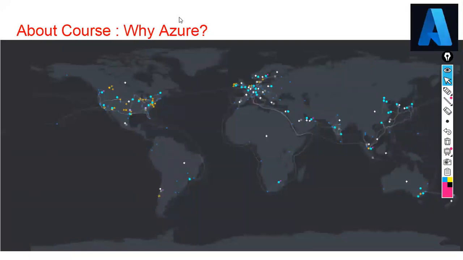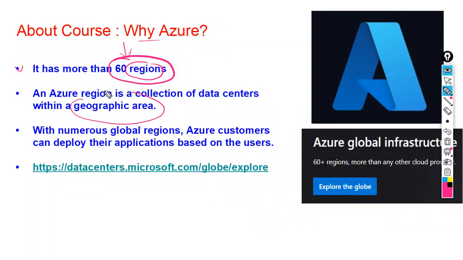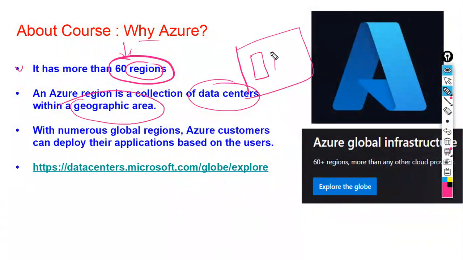So why start with Azure? Let us try to understand. Azure has more than 60 regions all over the world. What does region mean? A region is a geographic area where Microsoft has installed its data centers. I presume you know what a data center is. A data center is like a room in which you install racks. Inside these racks you have the servers and other networking devices like routers, switches, firewalls, etc.